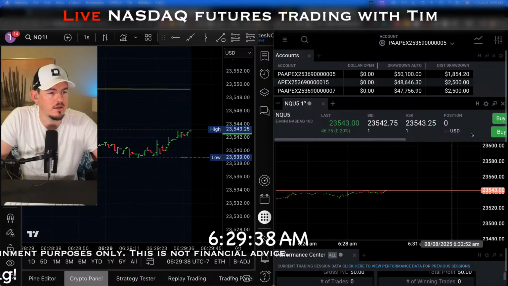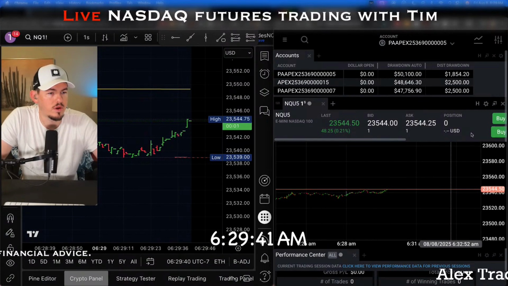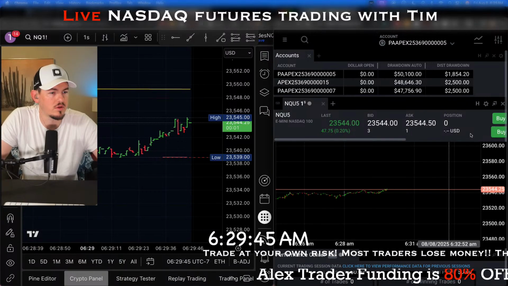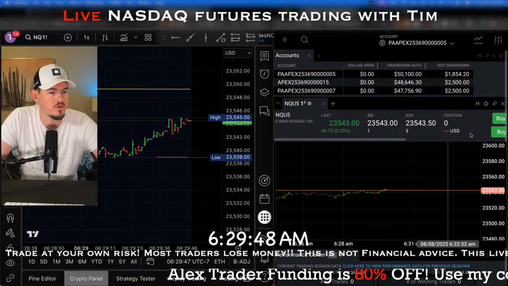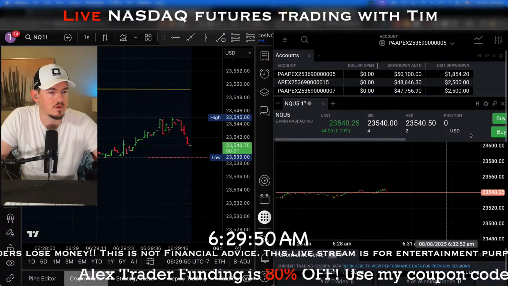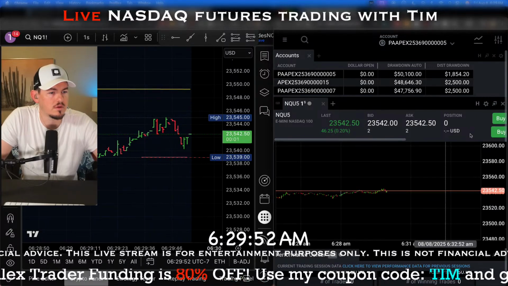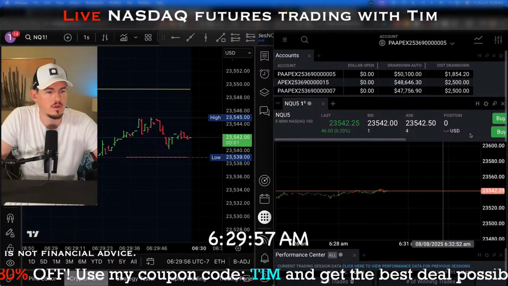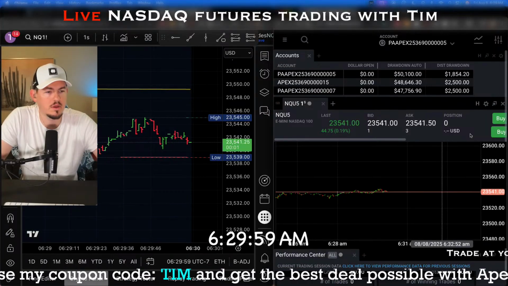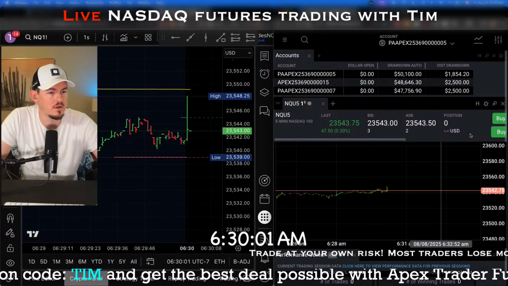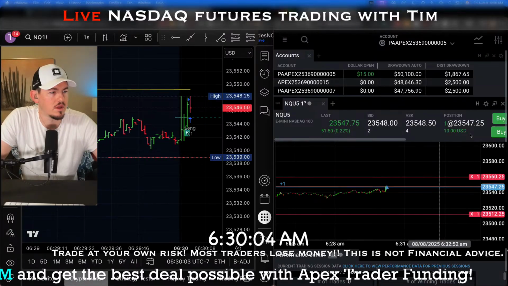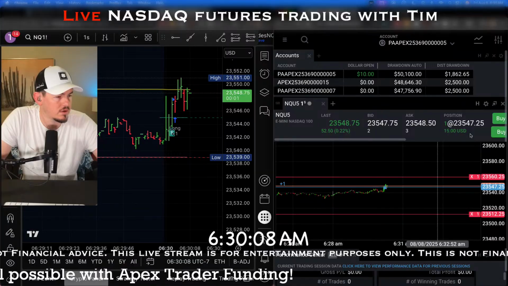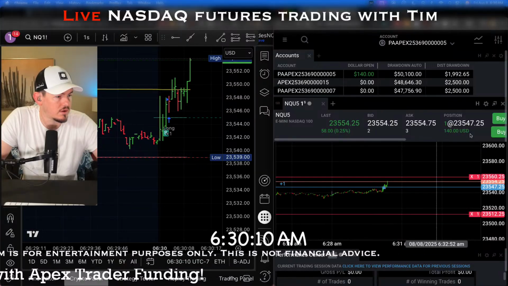Okay, there's a red line. If it closes below 23,539, we're going short. If it closes below that point, market is looking weak, and the market is open right now. Looks like we might be going long, and we're long. Order filled. We are long.